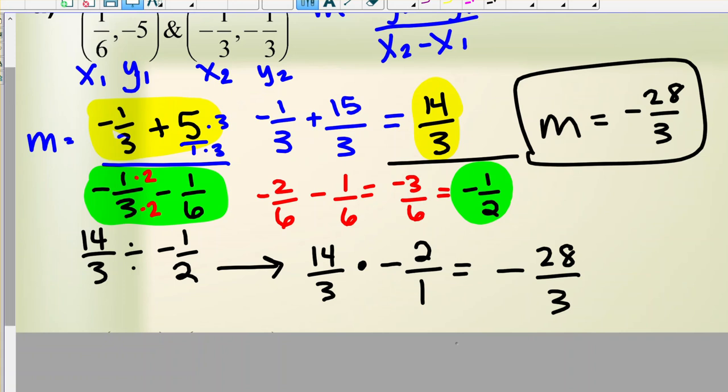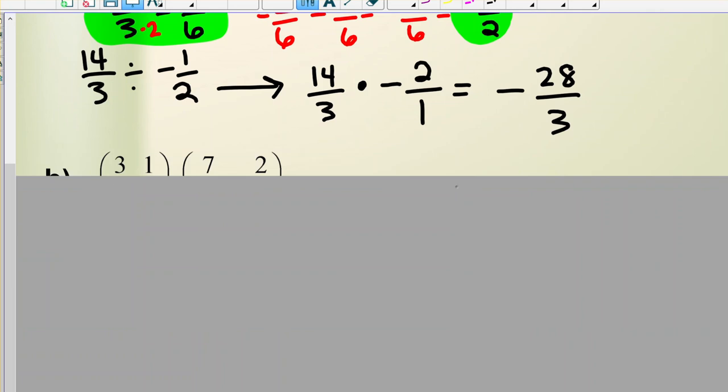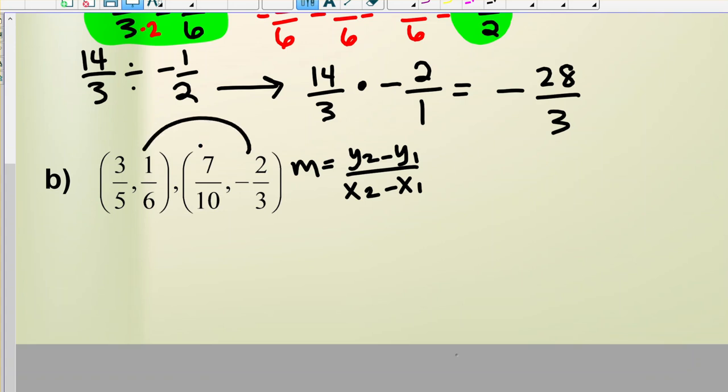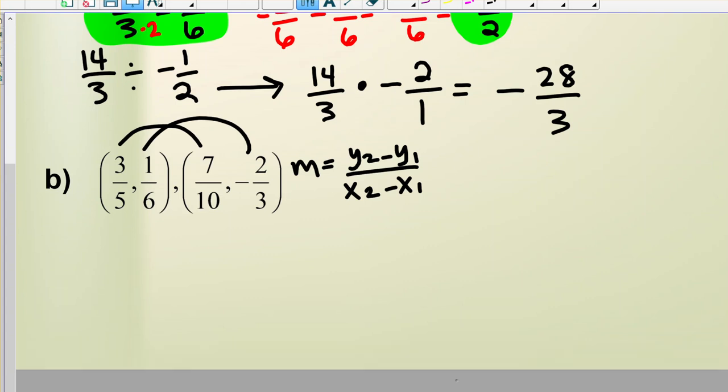Okay, let's go ahead and do another example. The next one I have is 3/5, 1/6, and 7/10, negative 2/3. Again, I'm using the same formula of y2 minus y1, change in y over change in x, x2 minus x1. That means I'm going to be subtracting my y values and subtracting my x's. Let's set this up first.